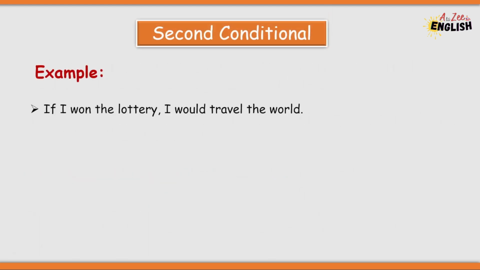Let's take examples. If I won the lottery, I would travel the world. Here, if sets up the hypothetical scenario. I won uses the past simple tense to indicate an unlikely or imaginary situation. And the result clause is in the form of would plus the first form of verb, the base form of verb. It describes the outcome or result that would happen if the conditions were met. I would indicates a hypothetical outcome, and travel the world is the action that would occur if the conditions were true. Next example.